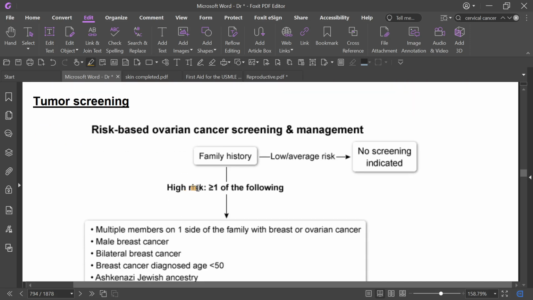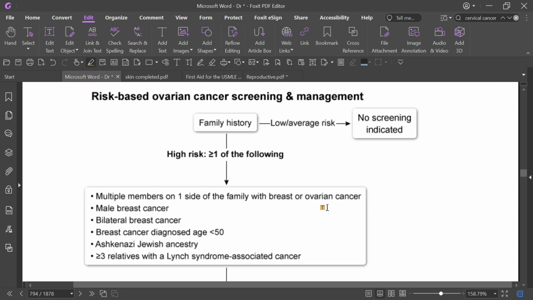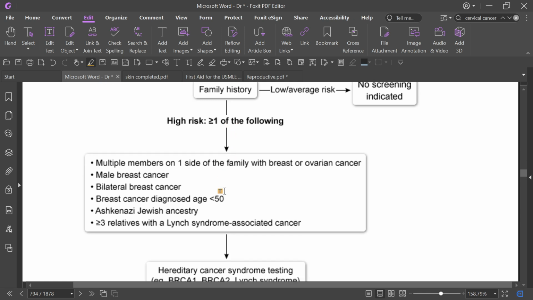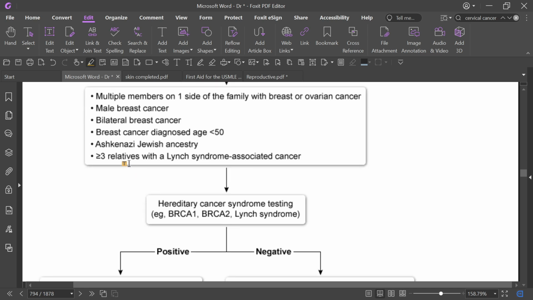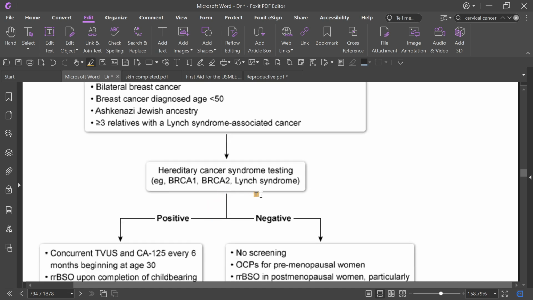Tumor screening. Risk for ovarian cancer screening and management. Family history: low or average risk, no screening needed. For high risk patients, the following: multiple members on one side of the family with breast cancer or ovarian cancer, male breast cancer, bilateral breast cancer, diagnosed at age less than 50, Ashkenazi Jewish ancestry, 3 or more relatives with Lynch syndrome associated cancer. Hereditary cancer syndrome testing: BRCA1, 2 and Lynch syndrome.